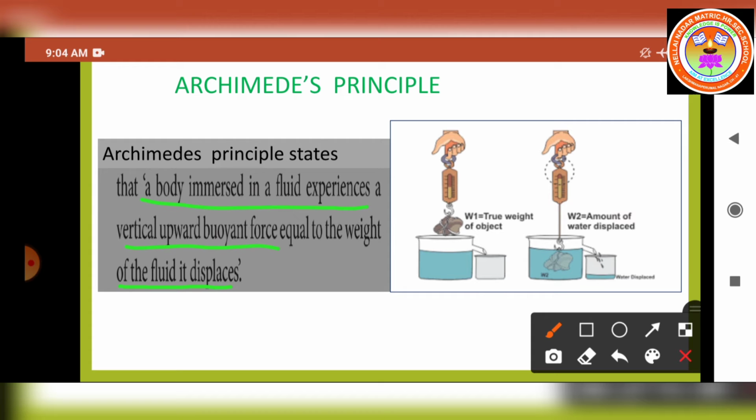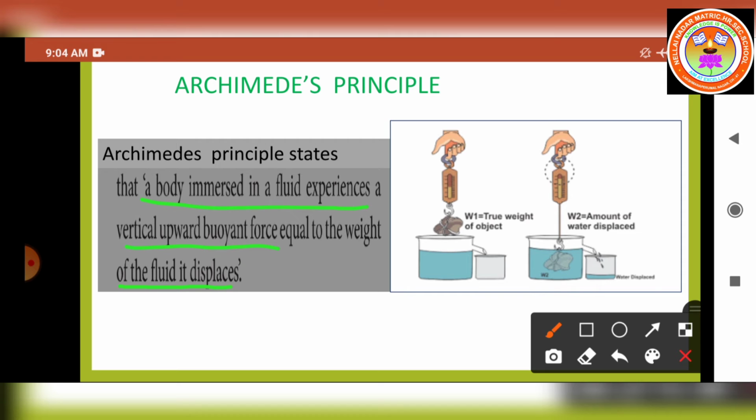Okay. When a body is partially or completely immersed in a fluid at rest, it experiences an upthrust, which is equal to the weight of the fluid displaced by it. So due to the upthrust acting on the body, it apparently loses a part of its weight. An apparent loss of the weight is equal to the upthrust. So the upthrust we can find out, is it?